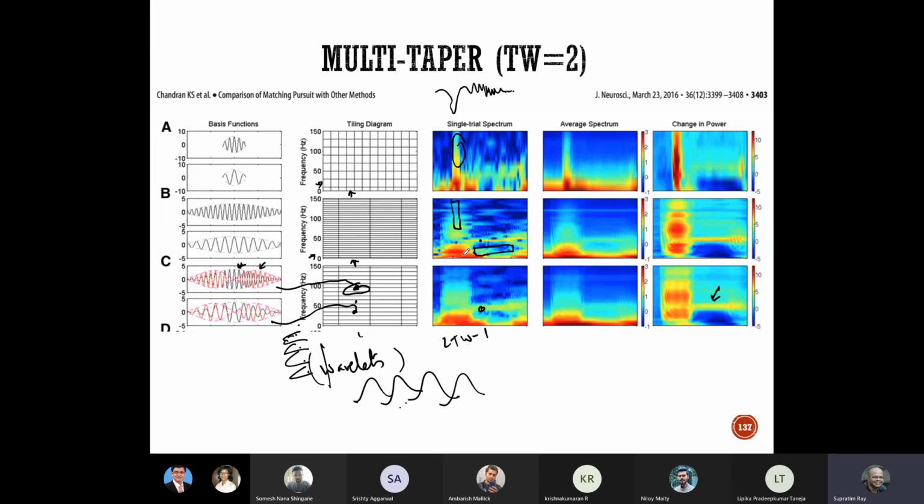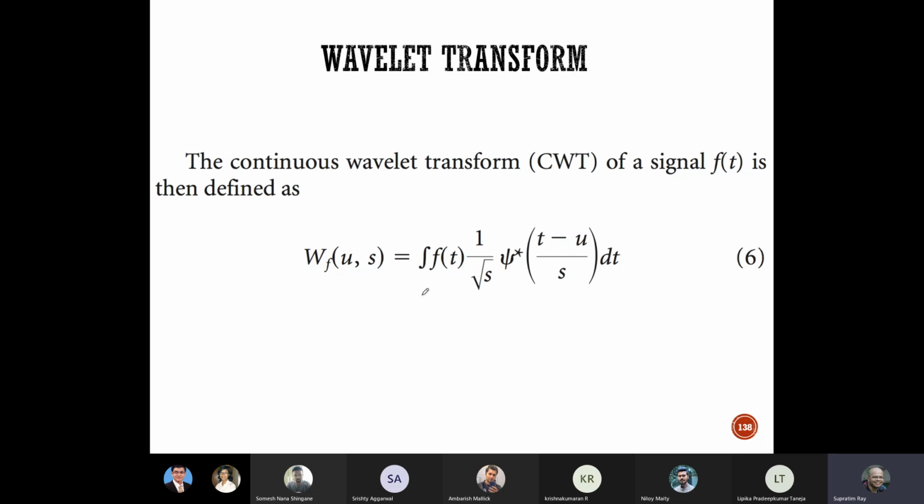Can I now have a more sophisticated tiling diagram which will allow me to have tiles of different shapes tiling your time frequency space? Okay, and wavelet transform is one transform which allows me to do that. So I will very briefly explain the math here. It's just in one slide.